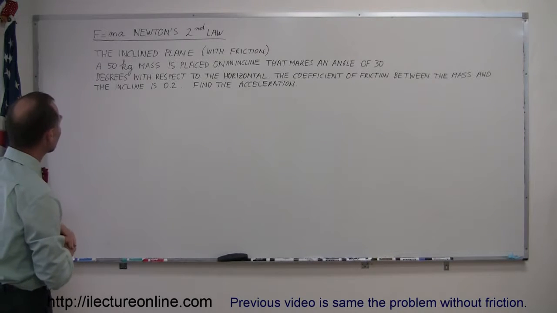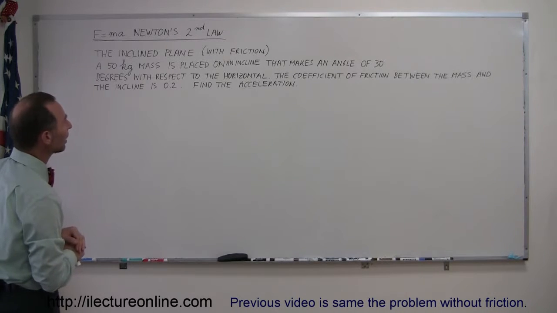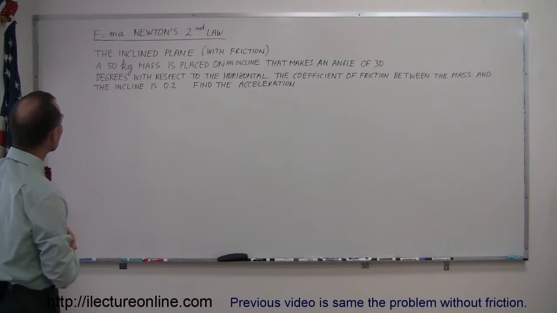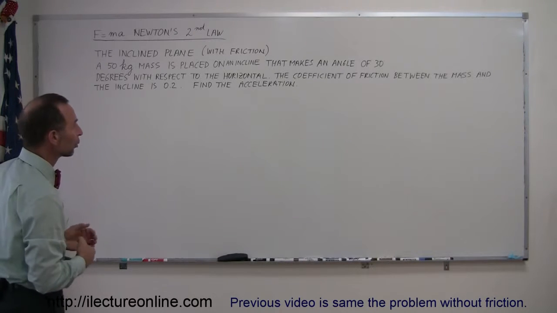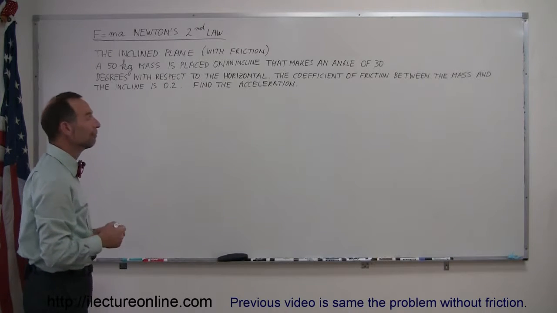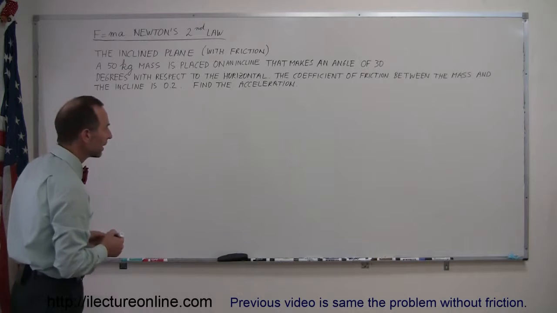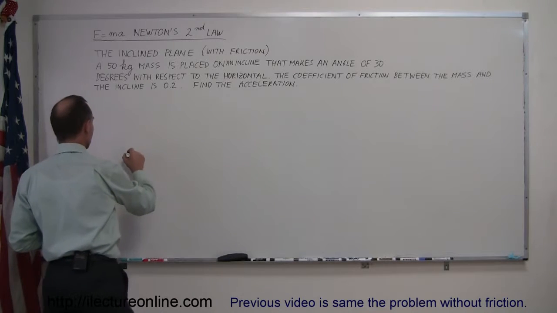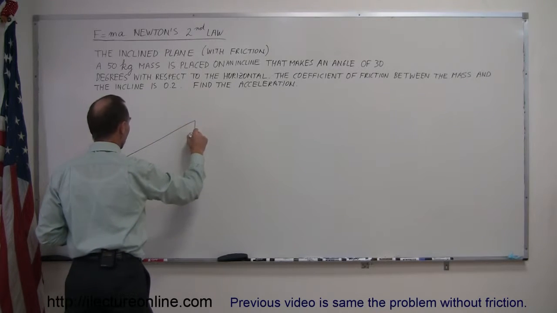It says here that a 50 kilogram mass is placed on an incline that makes an angle of 30 degrees with respect to the horizontal. The coefficient of friction between the mass and the incline is 0.2. Find the acceleration. All right, so again, we start out by making a drawing, a picture of what's physically happening.